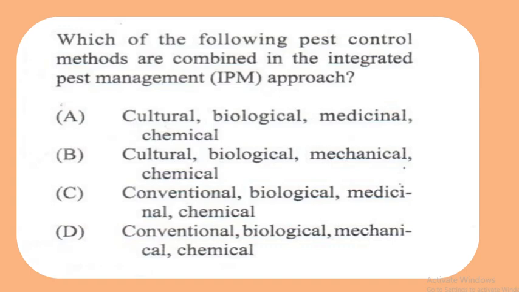Is it A, cultural, biological, medicinal, or chemical? Or B, cultural, biological, mechanical, or chemical? Or C, conventional, biological, medicinal, or chemical? Or D, conventional, biological, mechanical, or chemical? And the answer is B, cultural, biological, mechanical, and chemical.